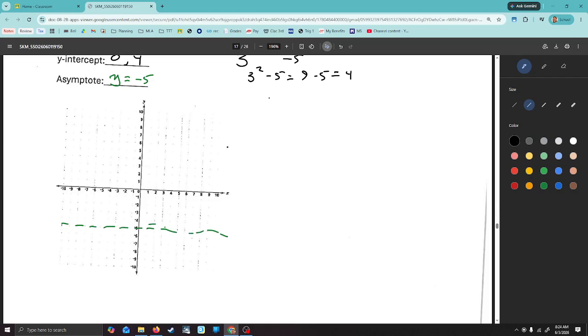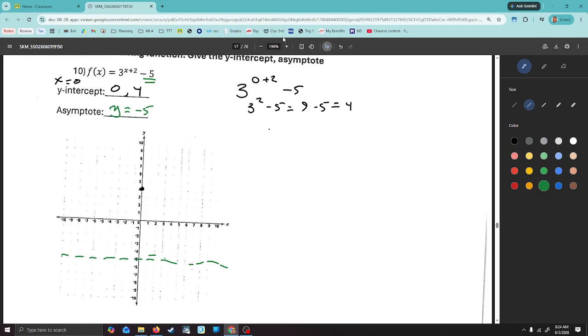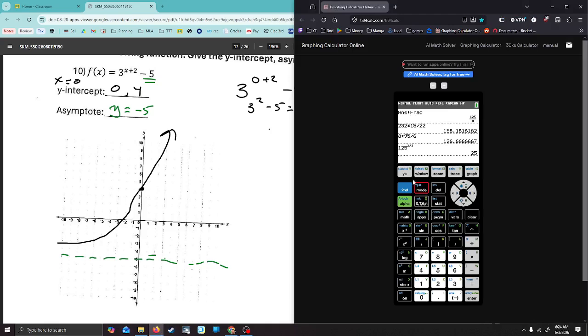And I have a y-intercept at (0, 4). Now you should identify if it's a growth or decay. Because this number is a whole number 3, or I should say bigger than 1, it's a growth. So how I draw it is how it's going to look basically. It's going to be a little bit closer to the line, and then reaches up to the dot, and then shoots up.